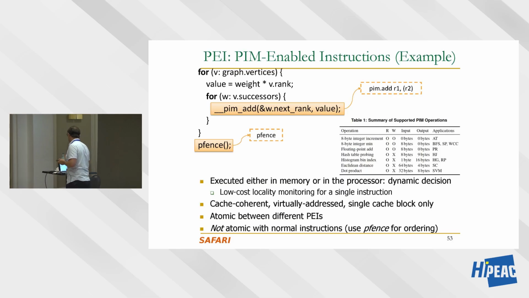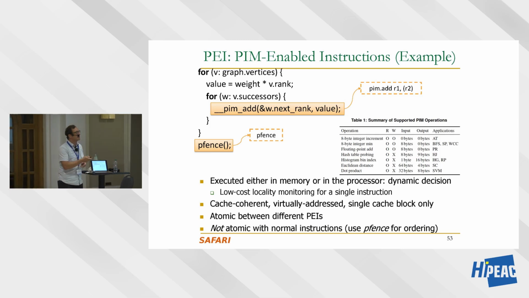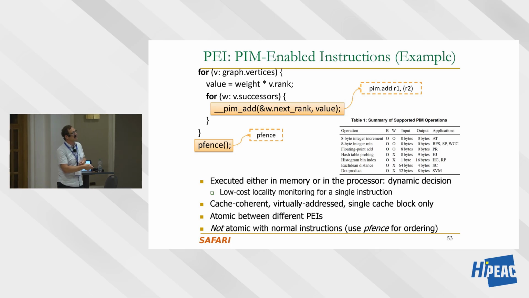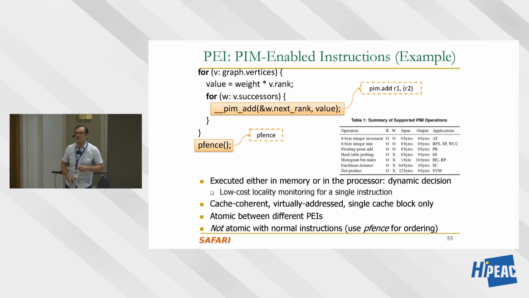Okay. So this is an example of a PIM-enabled instruction. Again, I'm not going to go into the details, but you can read the paper. But these are some other example instructions that you can add. In this particular work, we targeted some workloads. For example, we have hash table probing to enable hash joins in databases. We have histogram bin index instruction. We have Euclidean distance, dot product, etc., to support some machine learning and clustering applications.